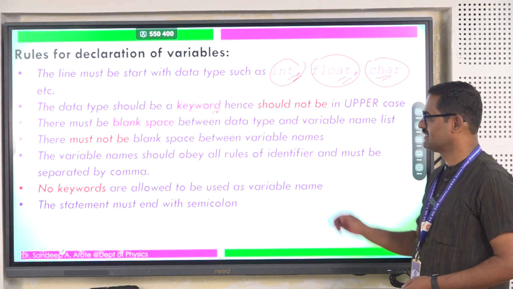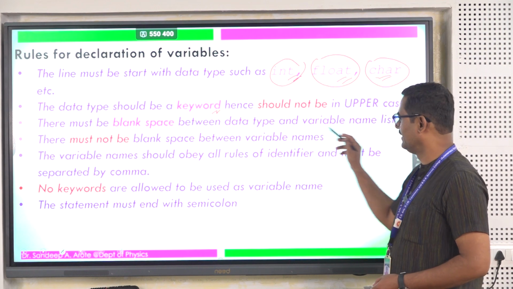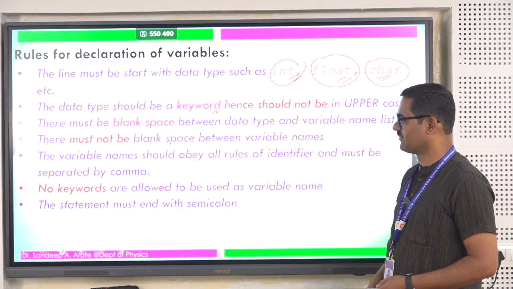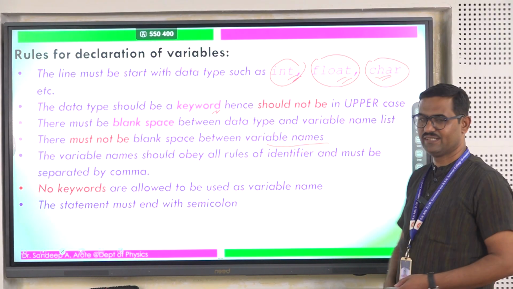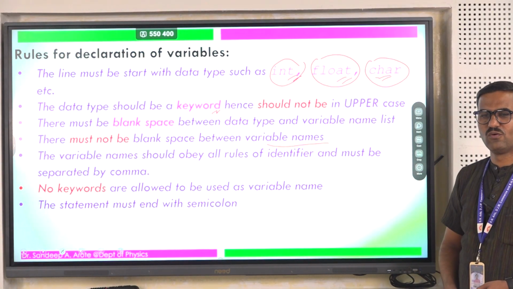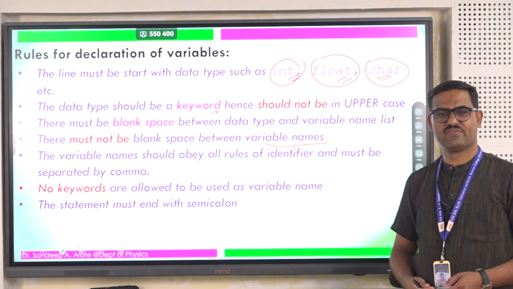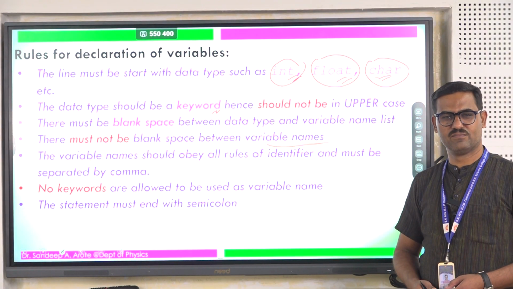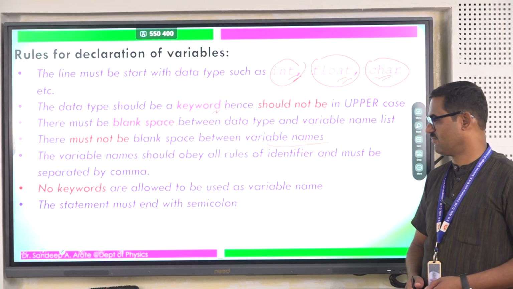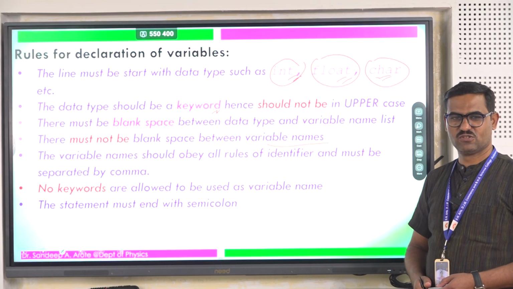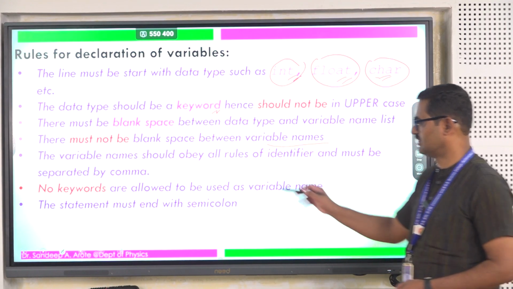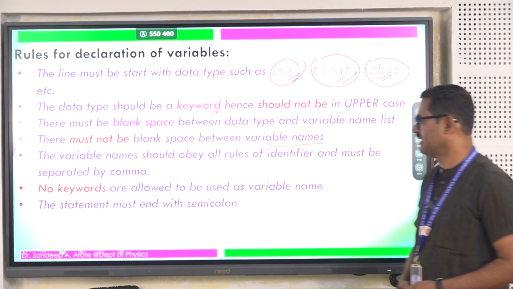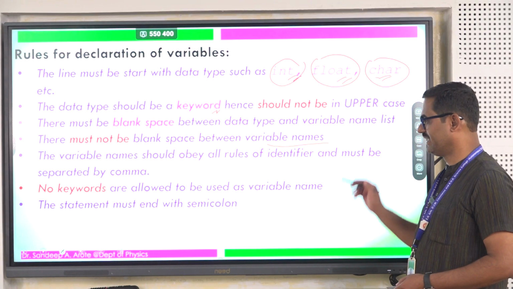There must be a blank space after the data type and then there must be a list of variables. And there must not be a blank space between the variable names, because we know that the variable names only allow letters, digits and underscore as a special symbol, and the blank space is not allowed. And if you want to separate the variables, use comma as a special symbol for that purpose. So, the variable name must obey all the rules of identifier.